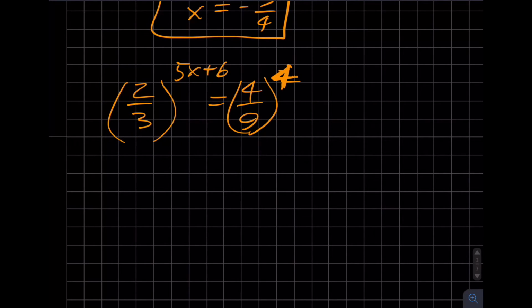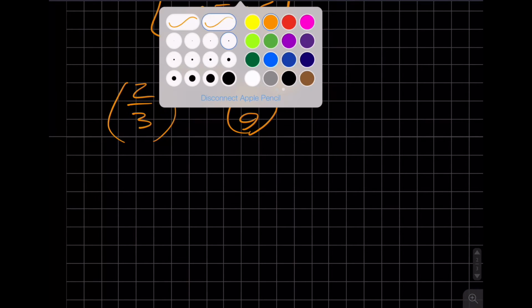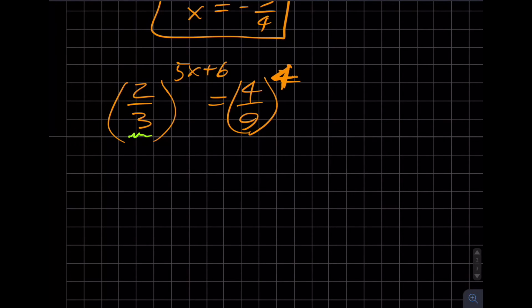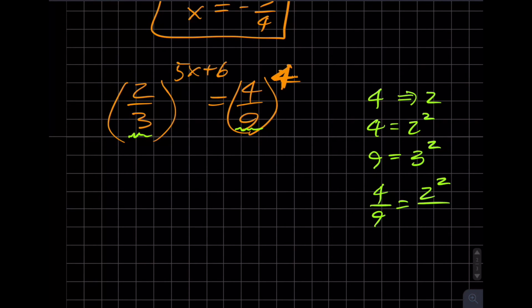So now I have this base, and I have this base. Can I write 4 as a 2? Yes, of course. 2 squared, right? 4 equals 2 squared. And can I write 9 as some form of 3? And I can write it as 3 squared. So 4/9 can be written as 2 squared over 3 squared, or 2/3 squared.